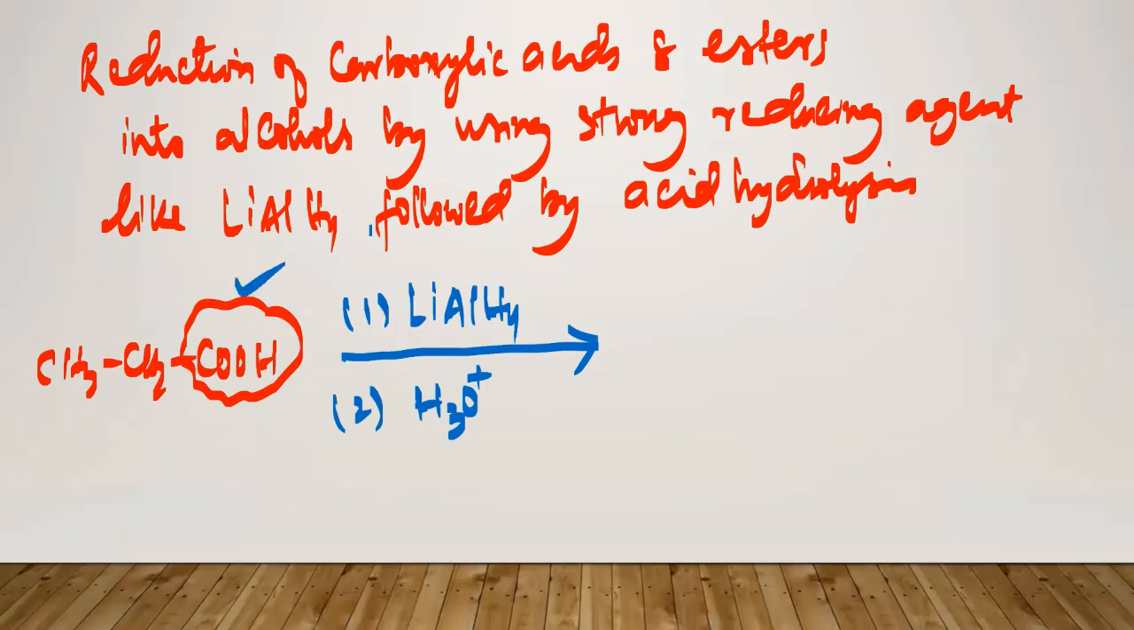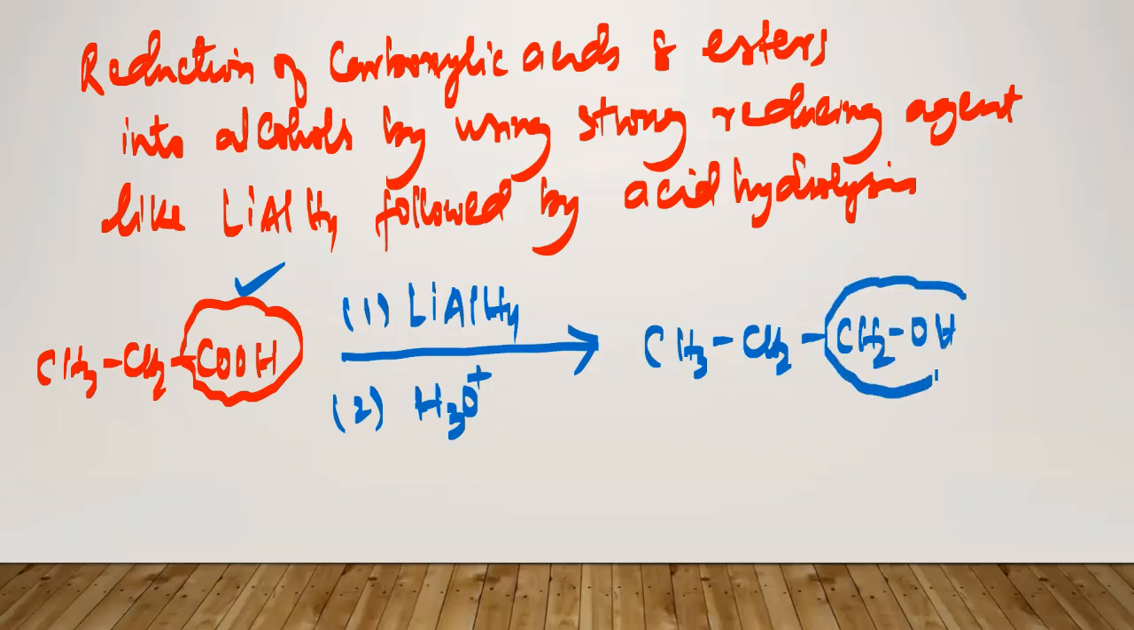And this carboxylic group has to be reduced to the alcohol. So I will be getting here COOH will change into CH2OH. So it's reduced to an alcohol, my dear friends. So your carboxylic acid is reduced to alcohol by using lithium aluminium hydride as strong reducing agent and followed by acid hydrolysis. So dear friends, remember that carboxylic acid can also be reduced to an alcohol, my dear friends.